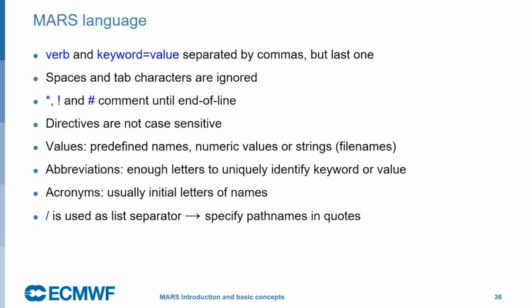So what is important, spaces in a MARS request are ignored, or tabs, so you can use any. You can use star or hash for comments, which is like what you would regularly use in Bash, in Fortran or C. All comments are accepted. Directives are not case sensitive, so you don't need to worry about capital or small letters. If you specify a list of fields, you use a backslash to separate, and you will see more in the example of the request.